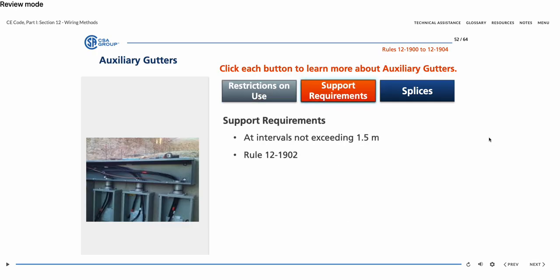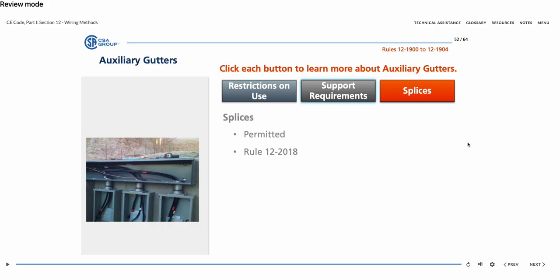Auxiliary gutters need to be supported at intervals less than 1.5 meters. Splices are permitted. See Rule 12-2018.